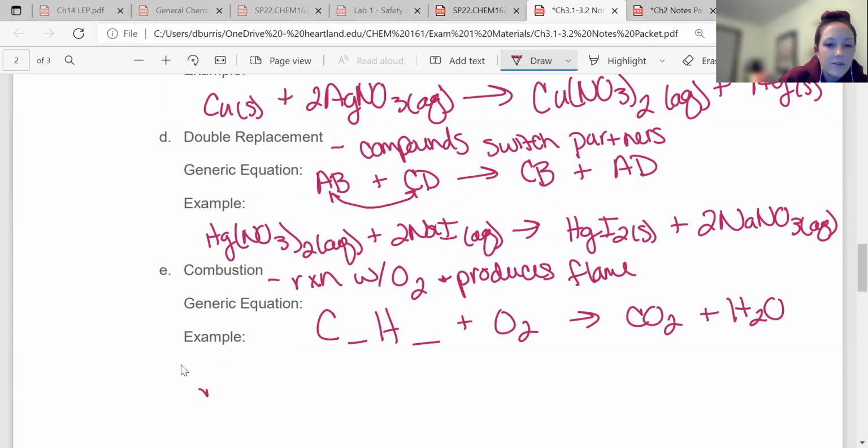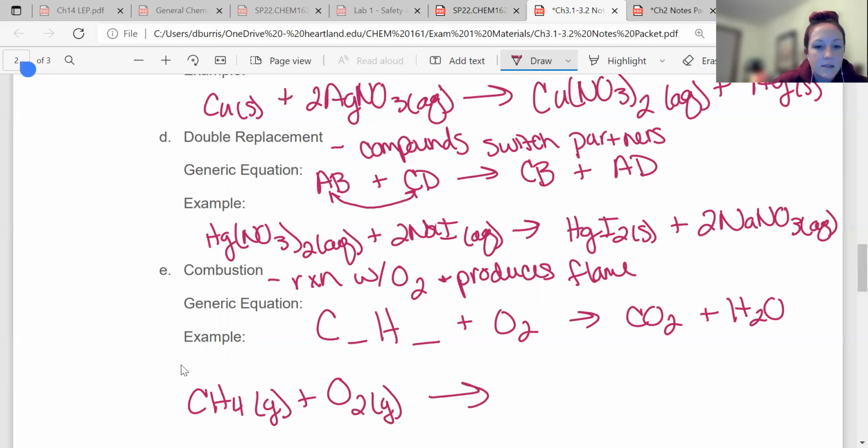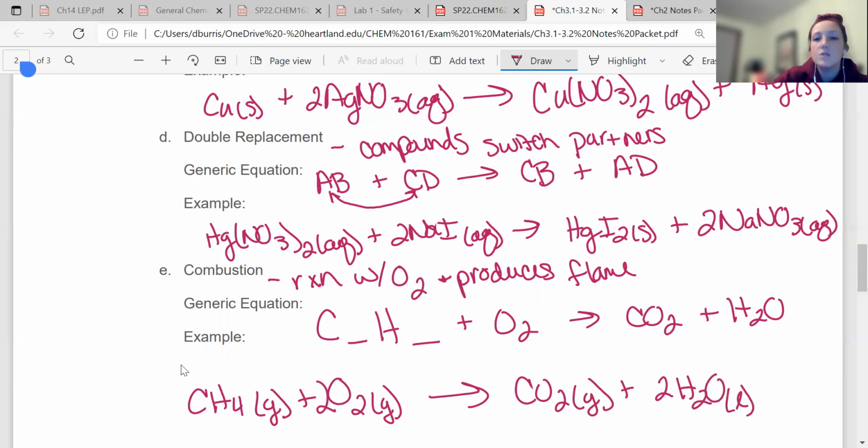Okay, real life example would be methane, right? CH4 is methane. If I light it, that's what's in the Bunsen burners in the lab. Methane reacts with oxygen. Remember, you have to have oxygen, and it makes, I'm balancing that, that's a 2, a carbon dioxide and 2 waters. Okay, so you should be able to look at an equation and say, oh, that's a combustion reaction, or oh, that's a single replacement reaction, and so on and so forth.